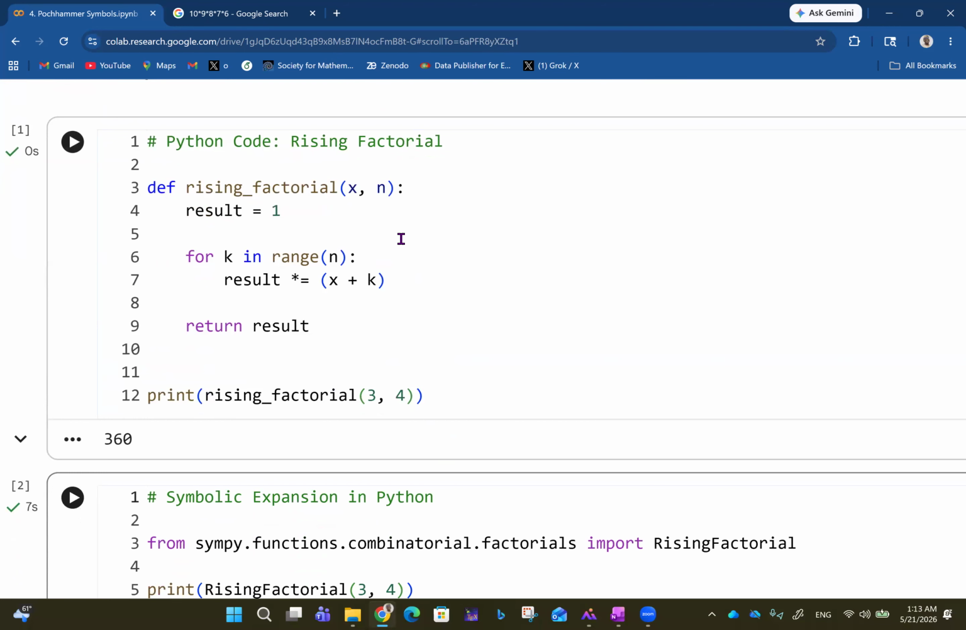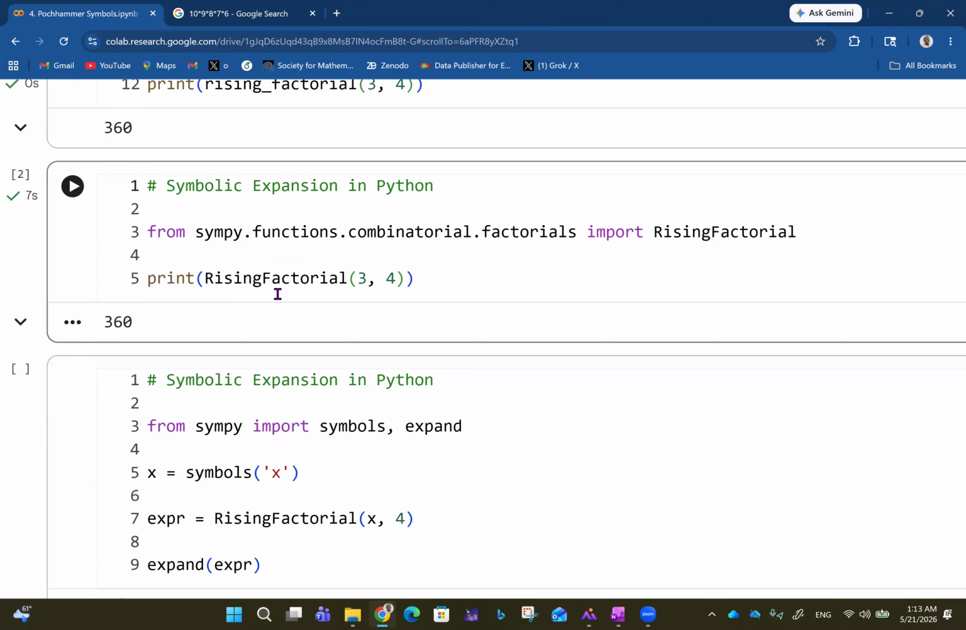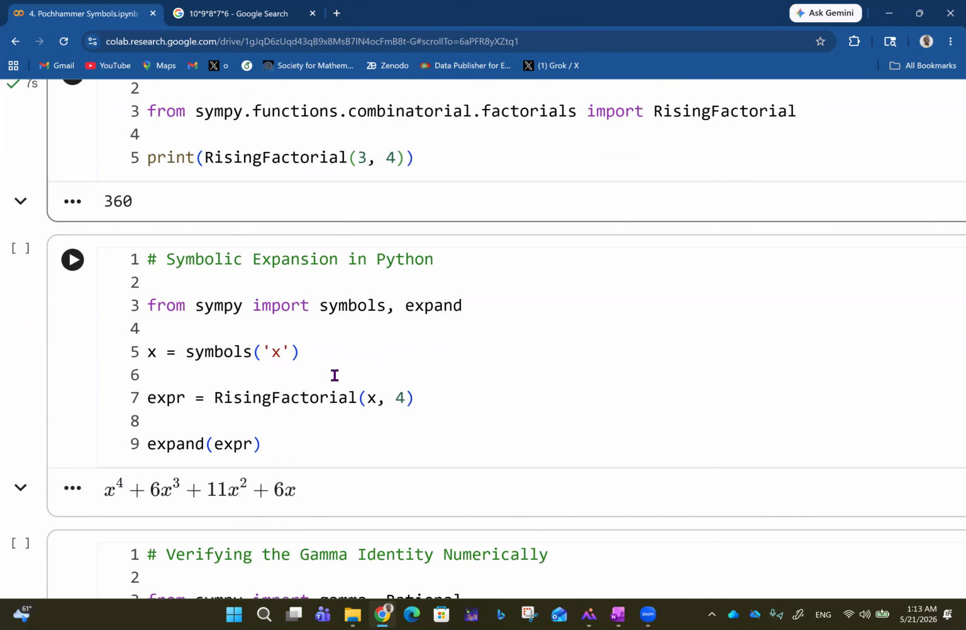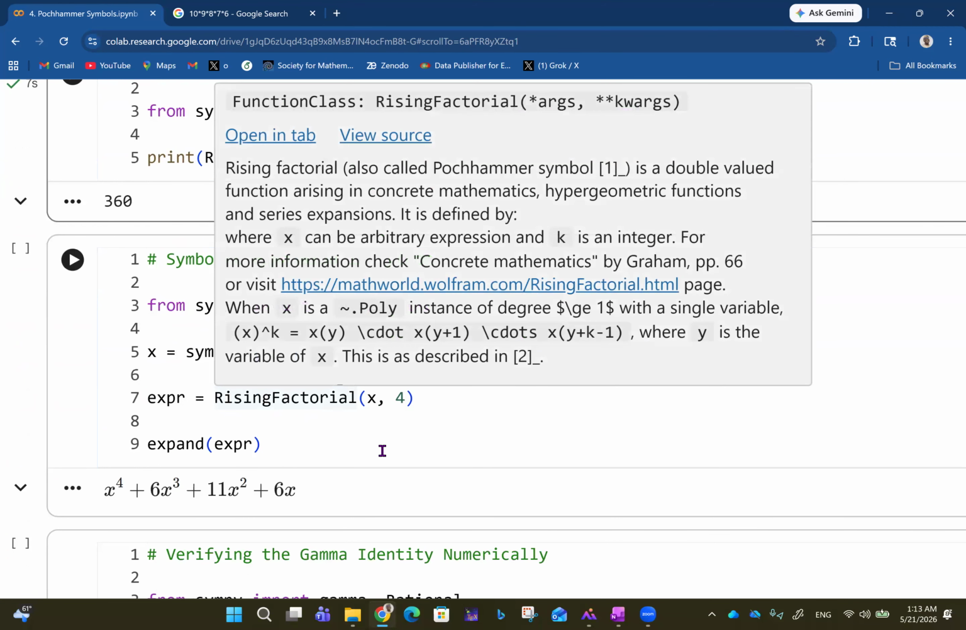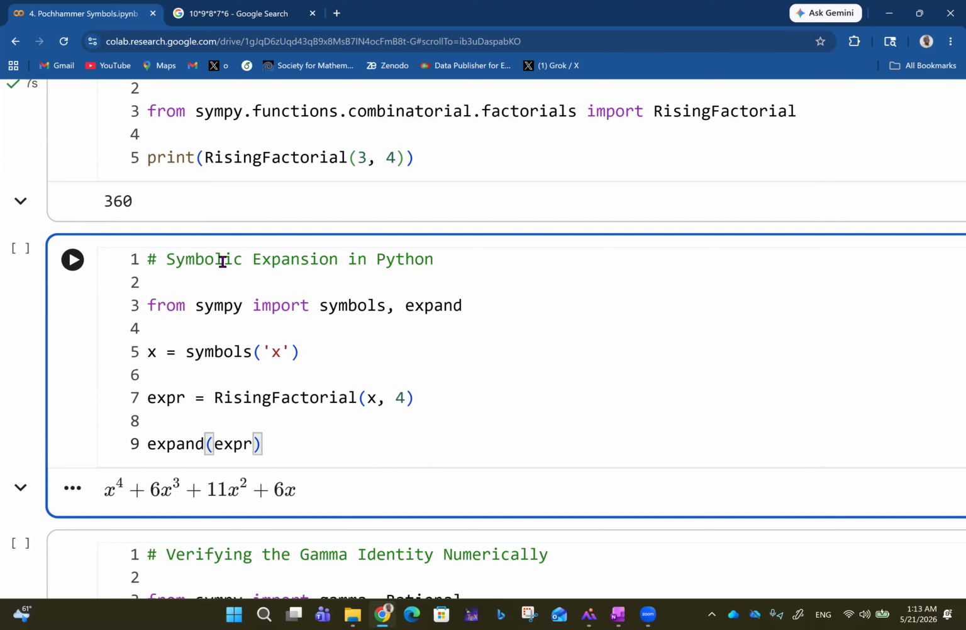Here, what we defined was a Python function, but here we use the actual rising factorial function to run it directly and we get the same result. And then we can have it in the form of an expansion. So you can do symbolic expansion in Python.